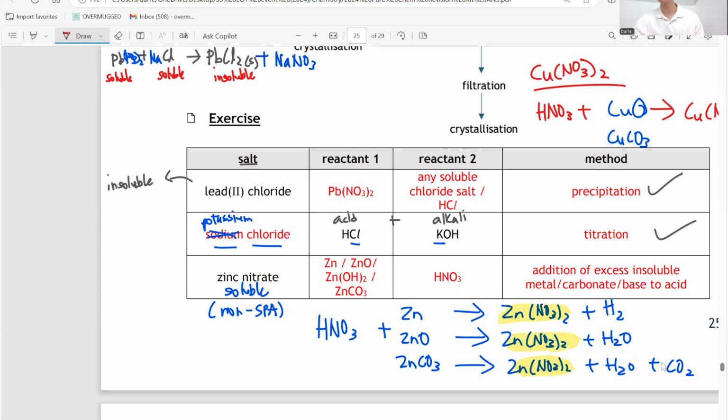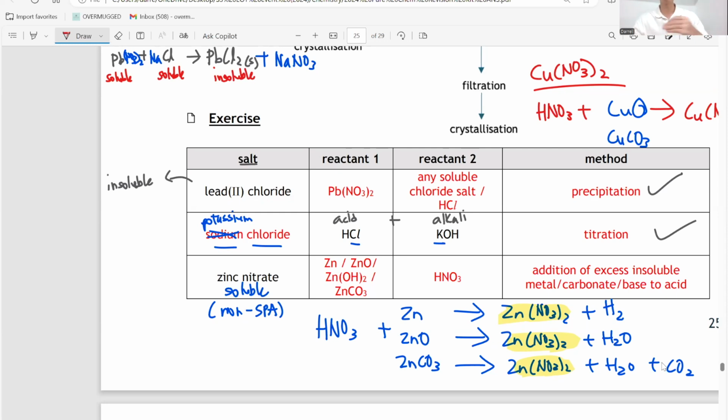For sure, if you want nitrate, what is the acid you should add? Nitric acid, right? Otherwise, how do you get the nitrate? But how do I get the zinc? How do I form the salt? You can either react the acid directly with the metal, the base, or even the carbonate.